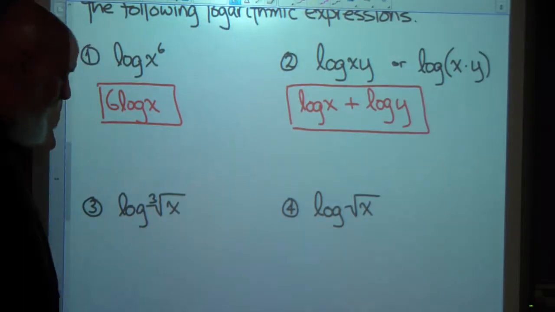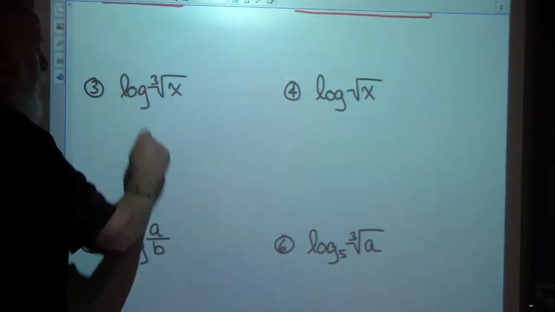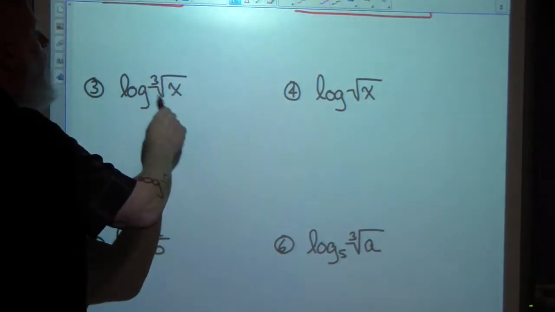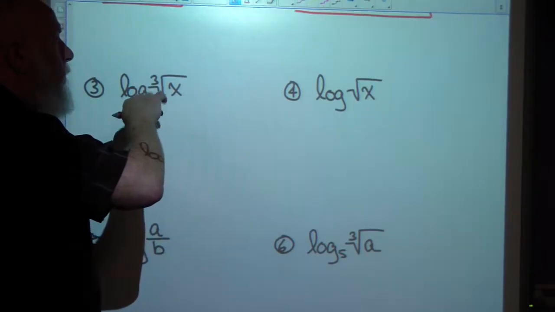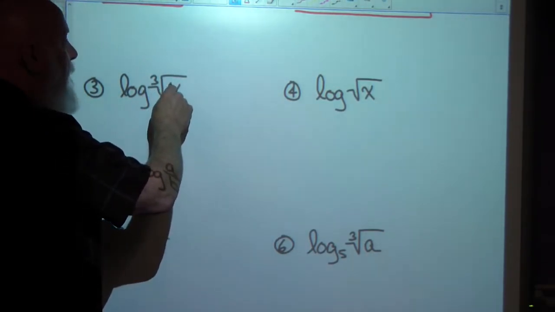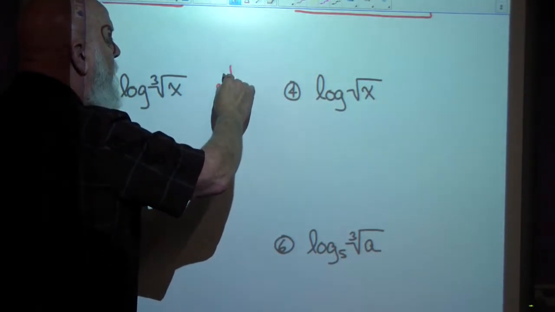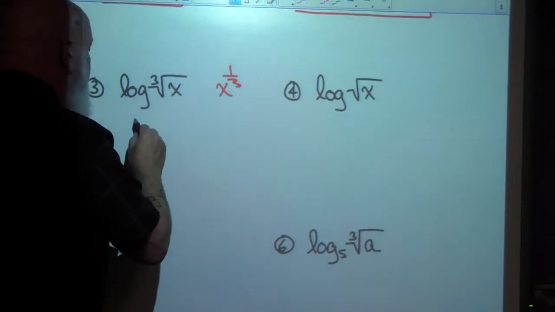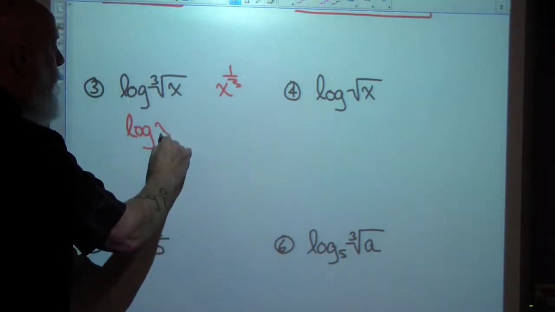Okay? Let's take a look at another one. Now here's one we've got to think about a little bit. We did rewriting rational exponents as radicals, and vice versa, rewriting radicals as rational exponents. So I'm going to think of this as x to the 1/3. Okay, so this is the log of x to the 1/3.